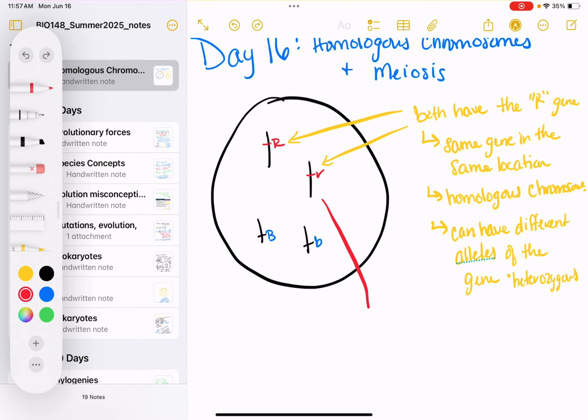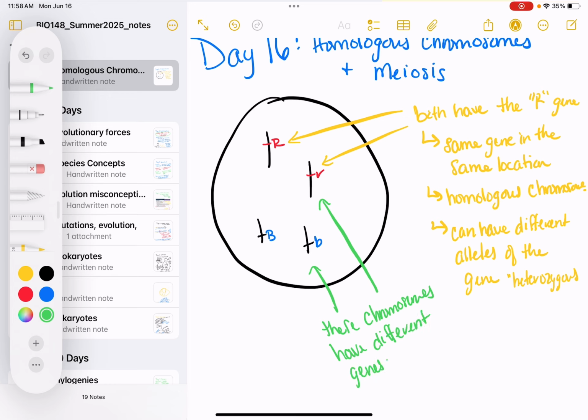actually I'm going to do green instead. These two chromosomes have different genes. And when they have different genes, they're non-homologous chromosomes. Okay, so remember that when we have the same genes in the same locations, those are going to be homologous chromosomes. When we have different genes on these different chromosomes, we're going to have non-homologous chromosomes.